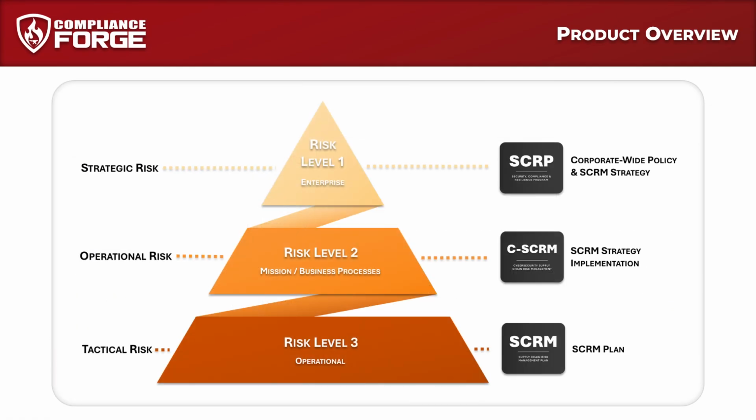As some context, risk management actions primarily exist at different business levels. At the enterprise level, the strategic level, you will find corporate-wide policies and a risk management strategy, including defining risk tolerance and risk appetite. At the mission and business process level, the operational level, you will find risk management practices and strategy implementation, with standardized processes for risk identification, risk assessment, risk tracking through a risk register, and risk remediation.